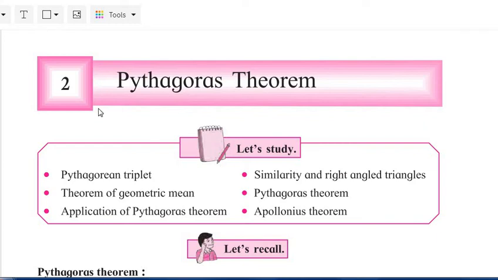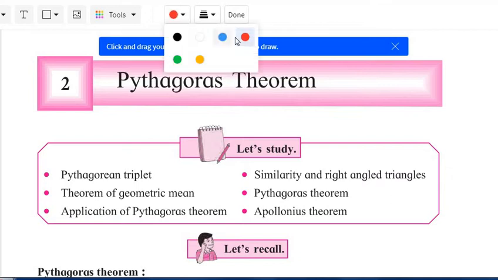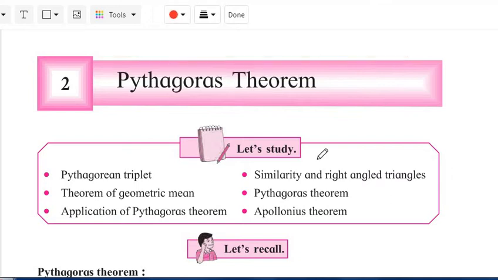10th standard, second chapter, Geometry, and this is Pythagoras theorem. First, what is meant by Pythagorean triplet? Pythagorean triplet कशाला म्हणतात? For example, I take this 5, 12 and 13. I take these three numbers.